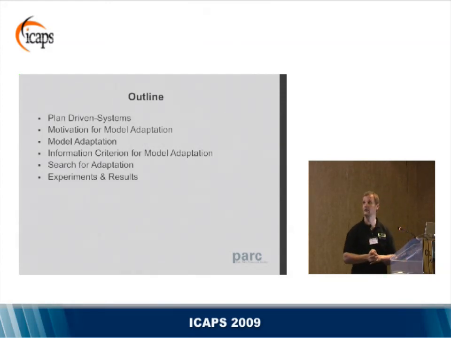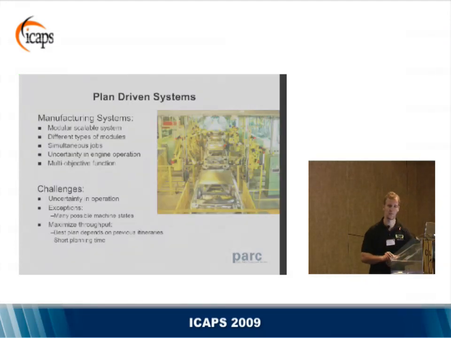First of all, I would like to give you an outline. I will introduce the kind of systems which we are working on and what we are proposing to work on also in the future. And I will give you a motivation why model adaptation is actually required in those kinds of systems, and I think generally in planning systems. Then I will talk a little bit about model adaptation and about the information criterion which we need to actually gather information for model adaptation. And then in order to do the planning, I will talk about the search and then about some experiments and results. So first of all, let me talk about the system.